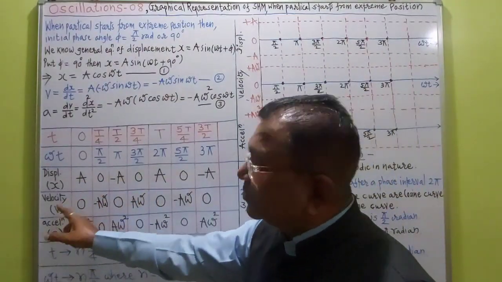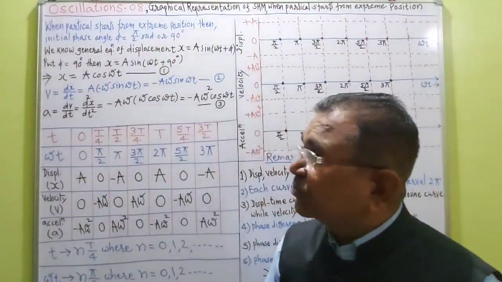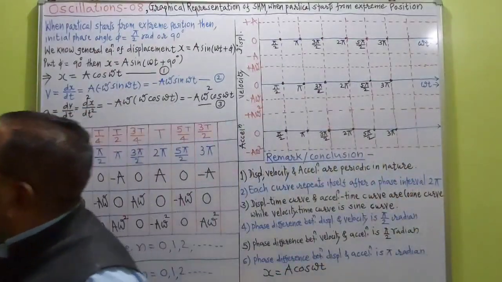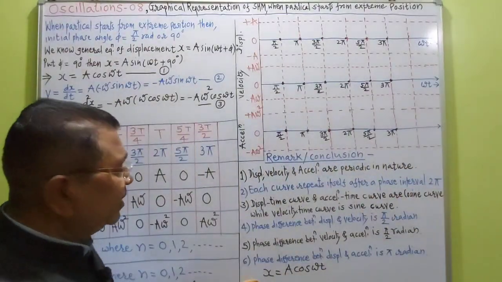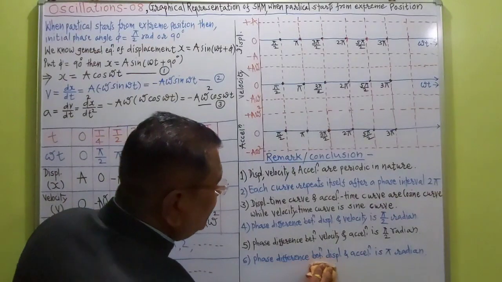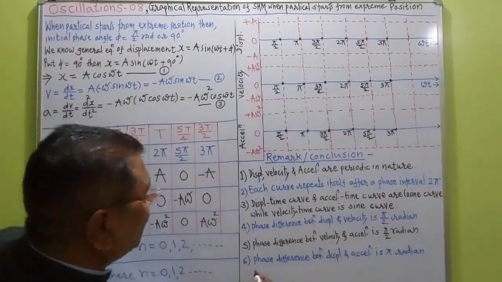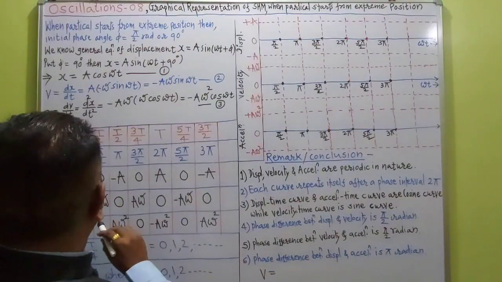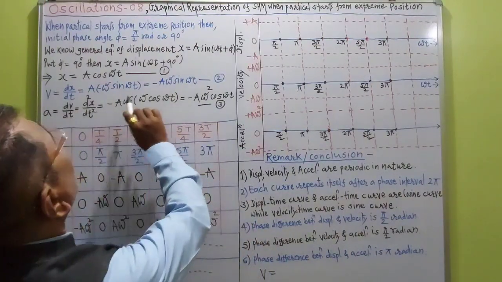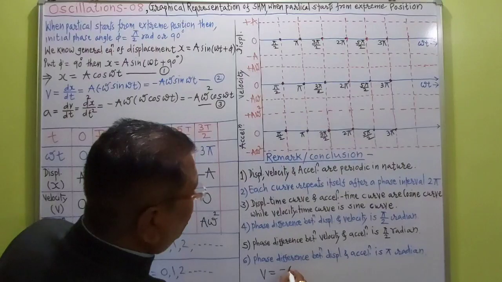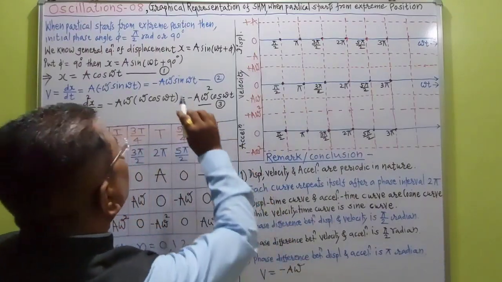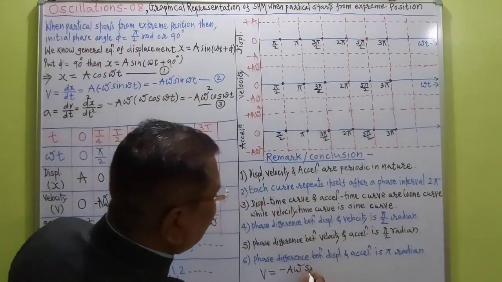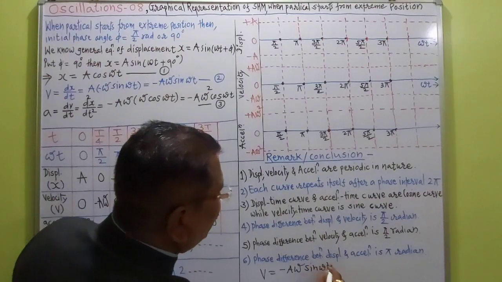Then write the equation of velocity. What is the equation of velocity? V is equal to minus A omega sin omega t. This is the equation of velocity.